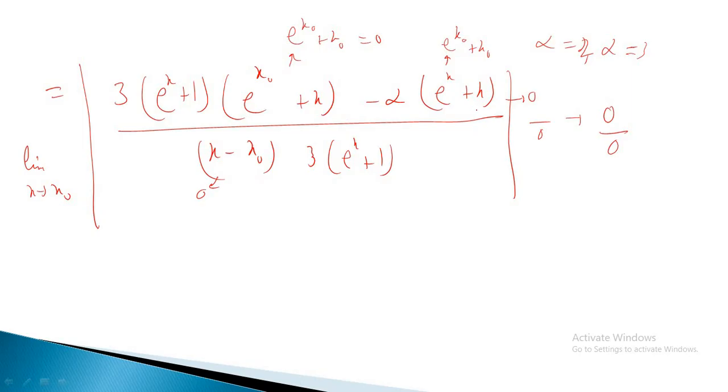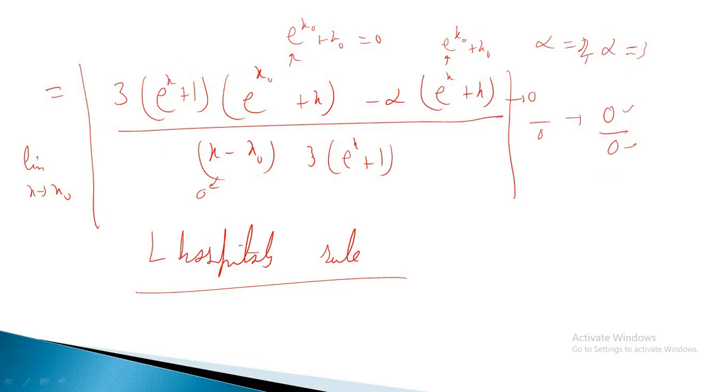Now to solve this indeterminate form, we will use the L'Hopital rule. What does the rule say? If we have any rational expression in indeterminate form, whether infinity by infinity or 0 by 0 form, we differentiate the numerator and denominator separately, independently. Let us differentiate them. First let us differentiate the numerator.